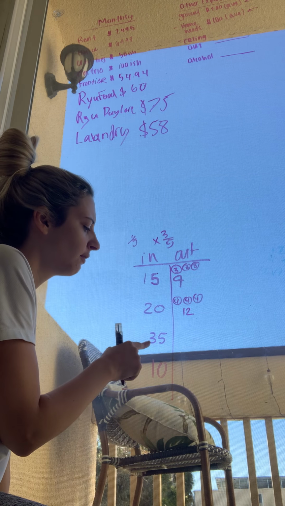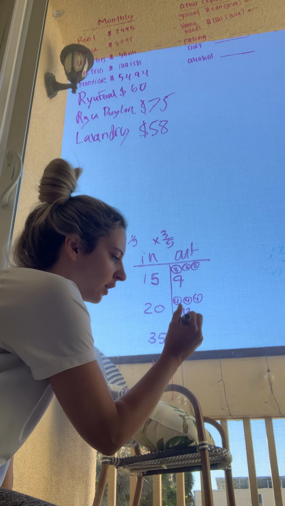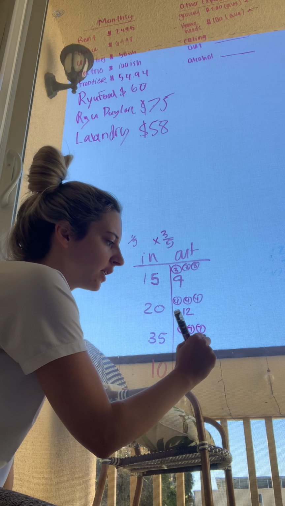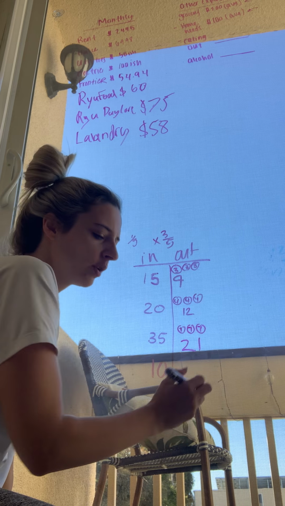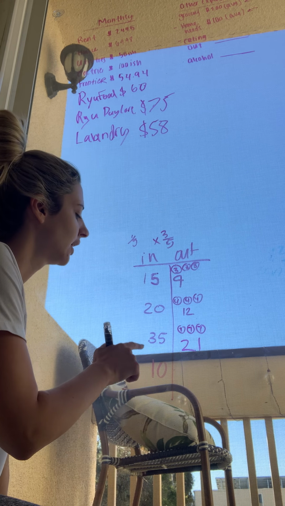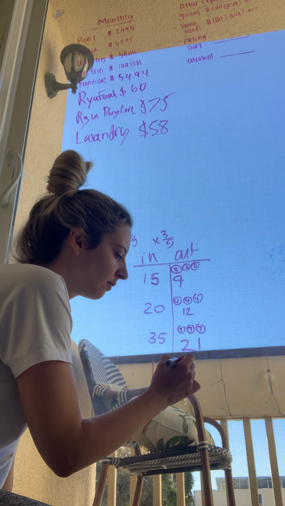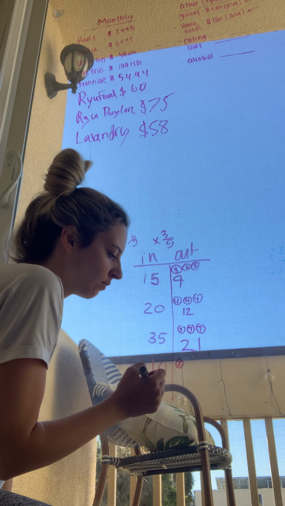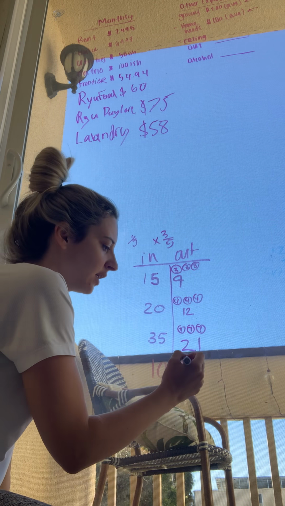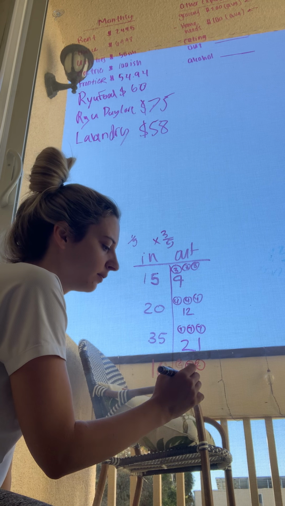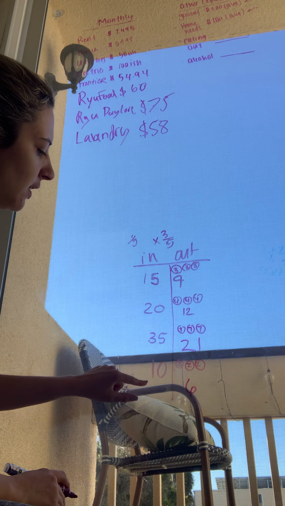All right, what was 1/5 of 35? It was 7. So 3/5 would be 2 more 7s. So that would be 21. And then what was 1/5 of 10? 2. But you need 3/5, so you have 2 three times, and that is 6. So 3/5 of 10 is 6.